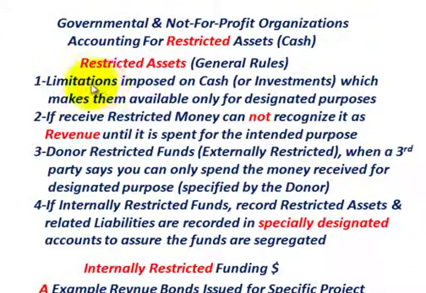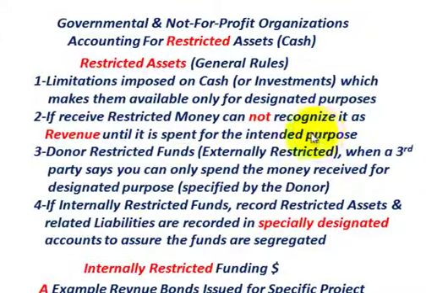First, there would be limitations imposed on the cash or investments, which makes them available only for the designated purposes. So if the governmental body receives some restricted assets, cash and so forth, they can only spend that cash for the purpose that it's designated for, or the purpose that the governmental body designates this cash to be spent on.